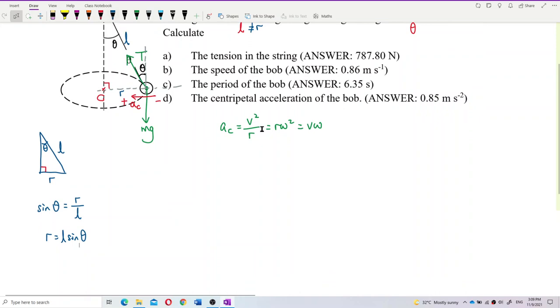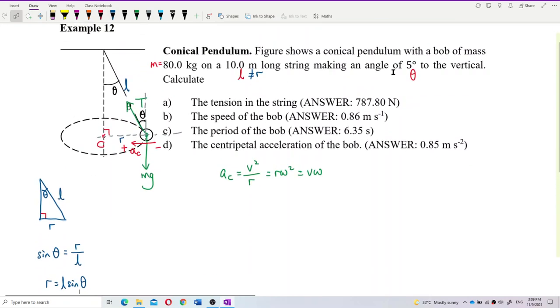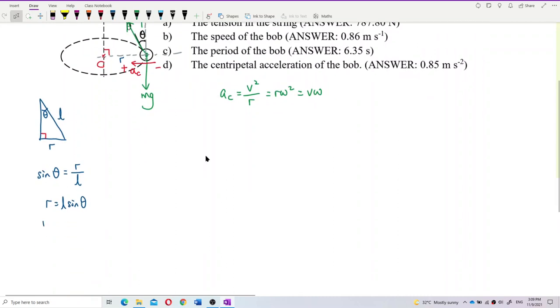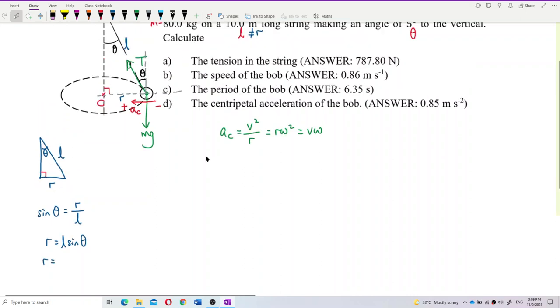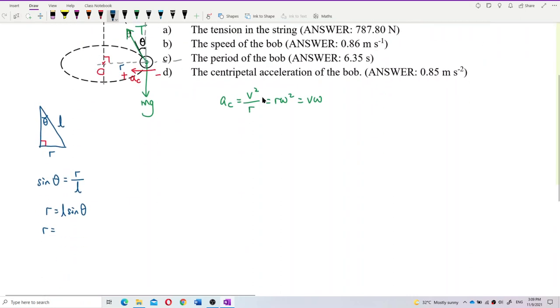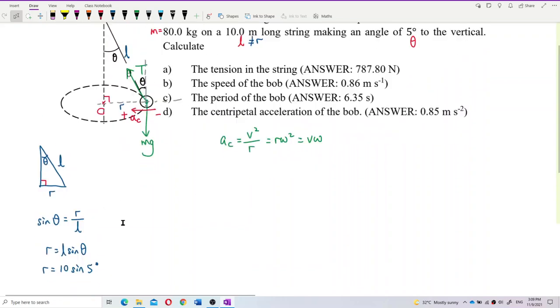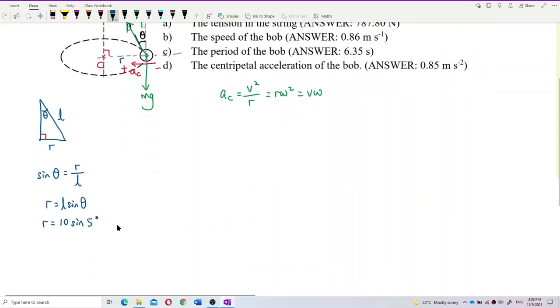So let's put in the values. What do we have for L? L is 10 meter, theta is 5 degree. So R is 10 meter times sine 5 degree. And remember, the length is not R, the radius. I think just leave it like that. No need to calculate the value because we want to maintain accuracy.